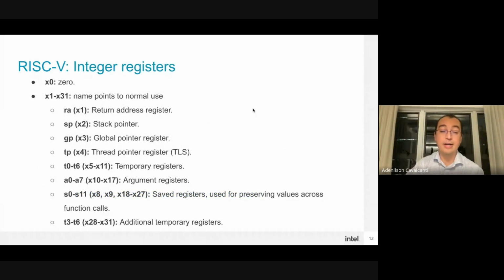So this is like the register file. What I think is cool is that the registers will have meaningful names. So as an example, argument registers, even though they're like x10 to x17, will be named A0 to A7, which stands for argument. So that's pretty intuitive.